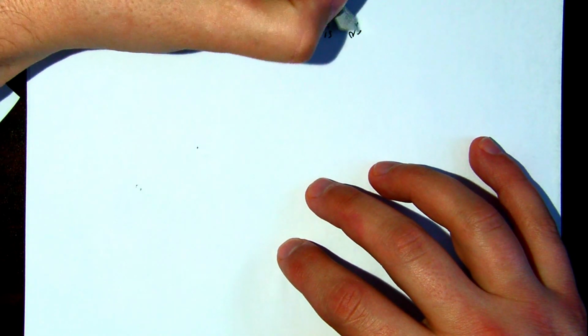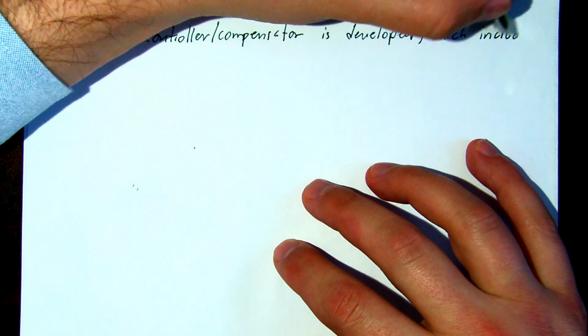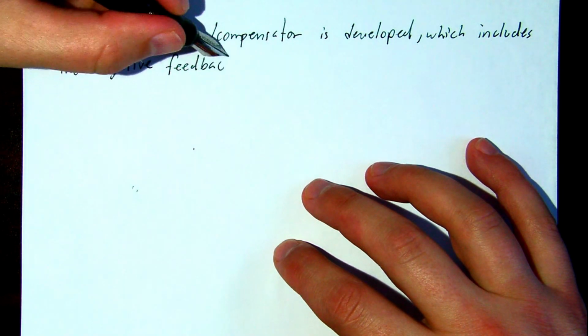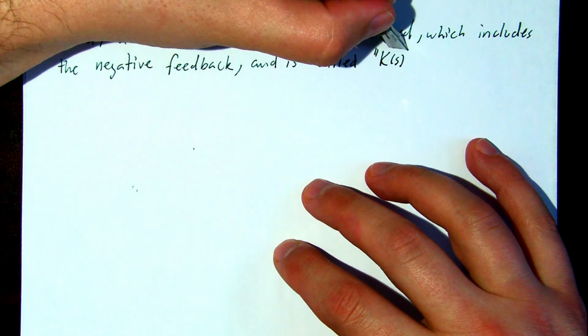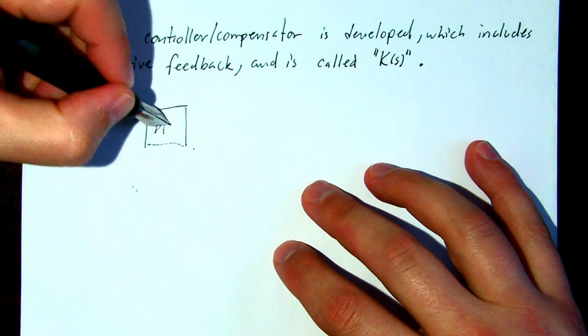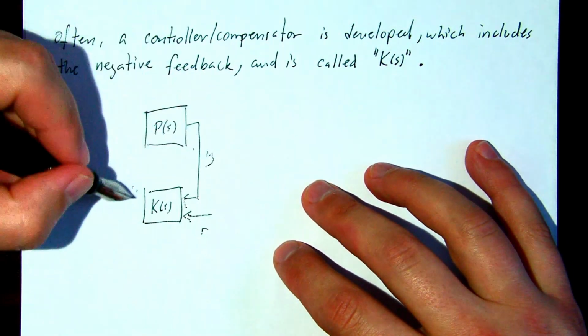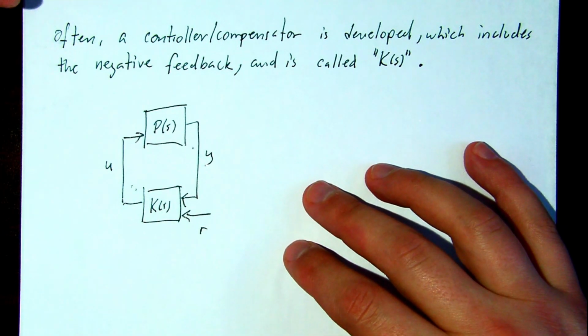So often when we develop controllers or compensators, we just develop them as a block and we put them in that abstract feedback control format and we analyze them in that way because it's so convenient. And embedded in that is that negative feedback. And we would call that then K of S. This is exactly where we started. You have some dynamic controller, dynamic compensator, all contained within that K of S.